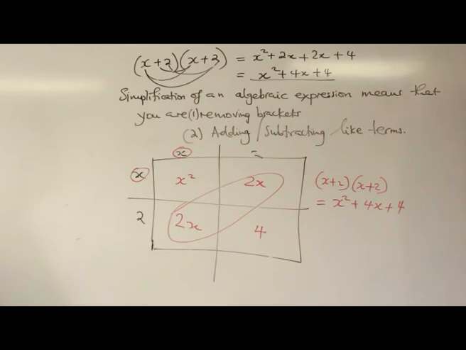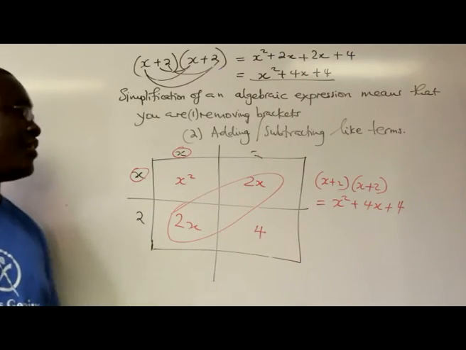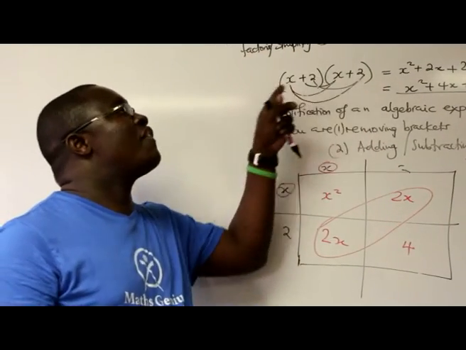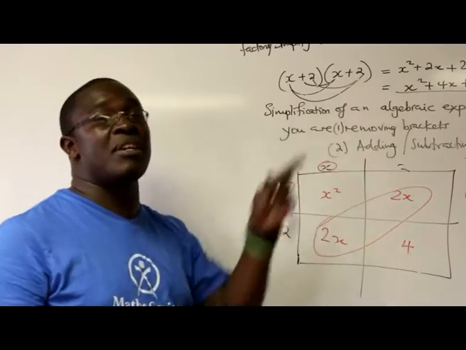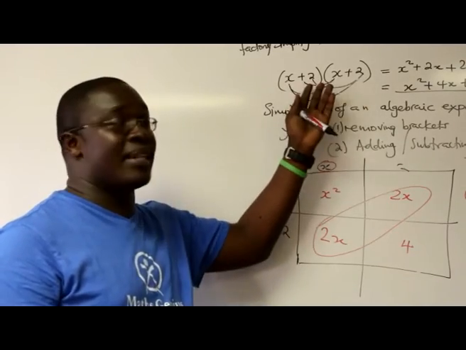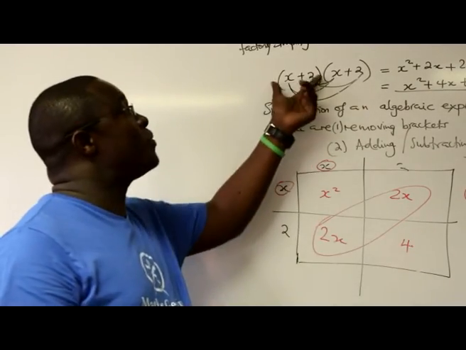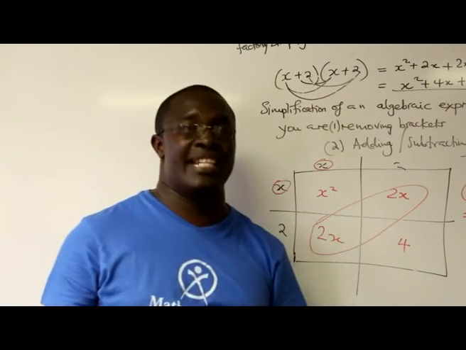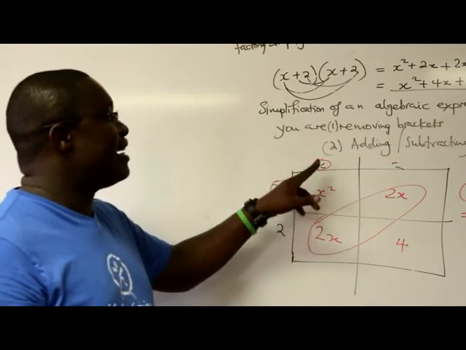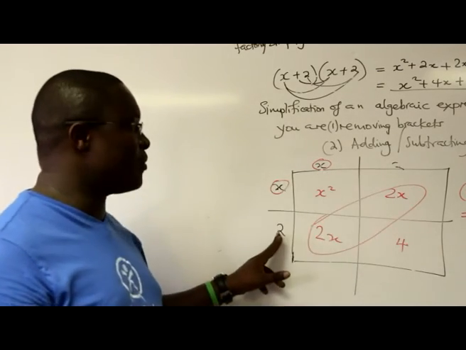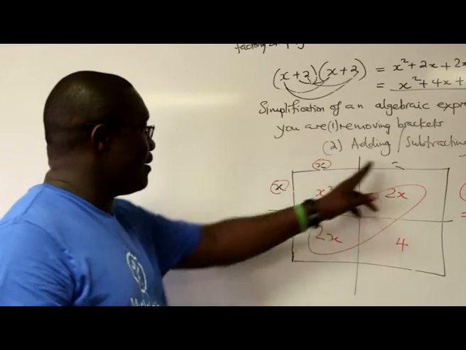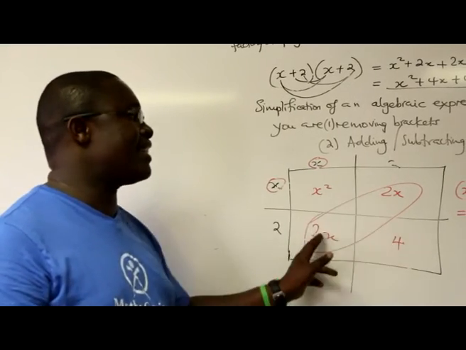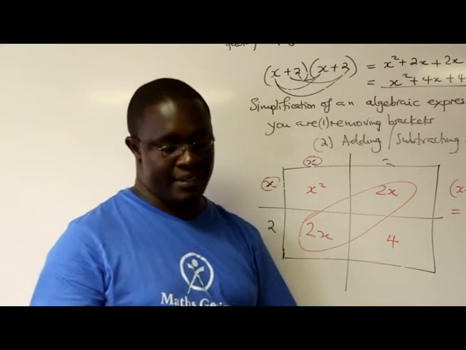So with the Chinese method, it is very easy. You can see what you're doing. Unlike the other method, where you run the risk of forgetting to add or subtract one of the terms. That is the danger of that one, especially if you have three terms, then it becomes really complicated. Here, you can see x plus 2, x plus 2. Then you multiply, multiply, multiply, multiply, and then just add the like terms, and boom, there's your answer.